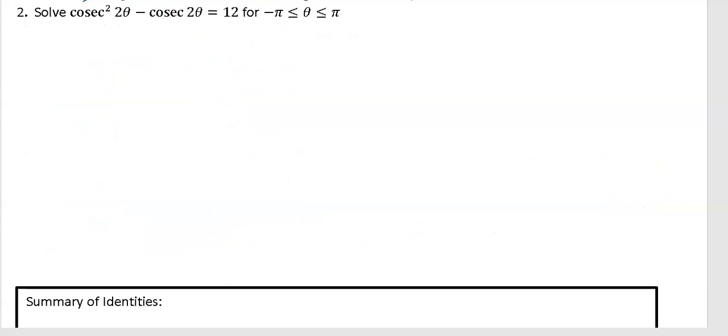Okay, for this one, they've been nice enough to us. It's all in terms of cosec, so we don't have anything to do here. The only problem is the angle is 2 theta, so the angle is 2 theta, so double the range, so that's 2 pi and minus 2 pi.